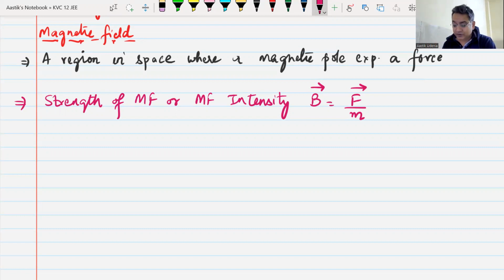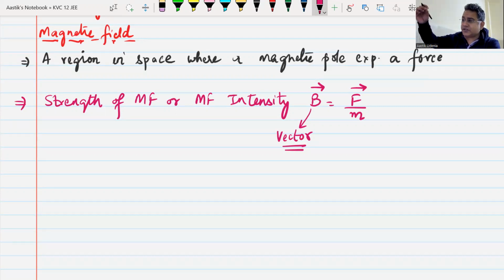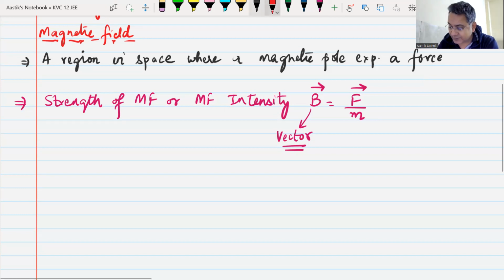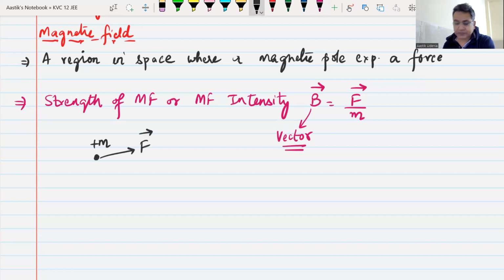Magnetic field is a vector quantity. And to find out the magnetic field, the strength of magnetic field, you place a magnetic pole and find out the force. If this is your magnetic pole plus M and it experiences a force F in this direction, the magnetic field strength at this point will be F divided by M. We understand this?